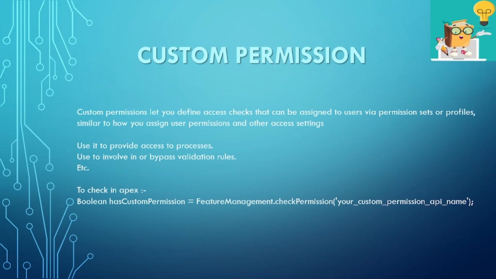So this is an overview of what custom permissions are and what custom permissions can do. The example which I showed is only for a validation rule, but you can use it in multiple places. You can use it in your classes, you can use it in your triggers, you can use it in your other configuration items. So custom permission is, I would say, very easy to maintain.